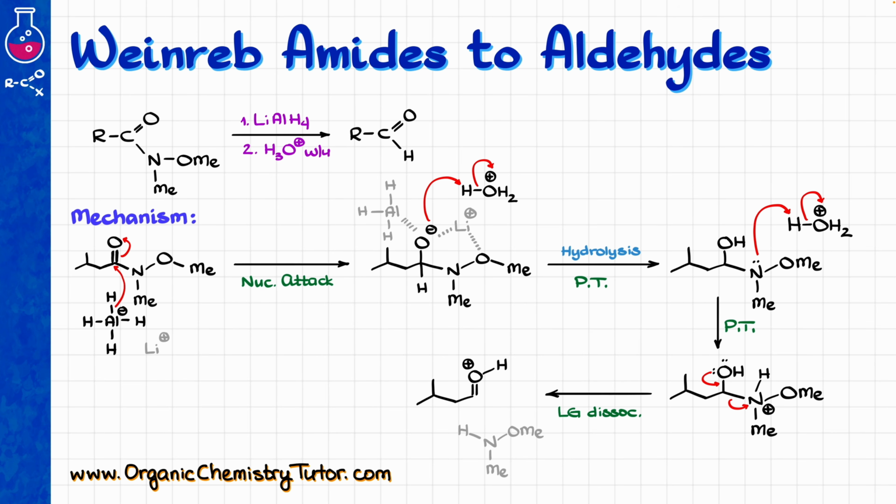And now, like before, whatever it is we have floating around with an electron pair, either our amine or water or whatever else, can come in, pull that proton off like so, and we're going to get our final product, our aldehyde. Pretty straightforward and extremely useful.